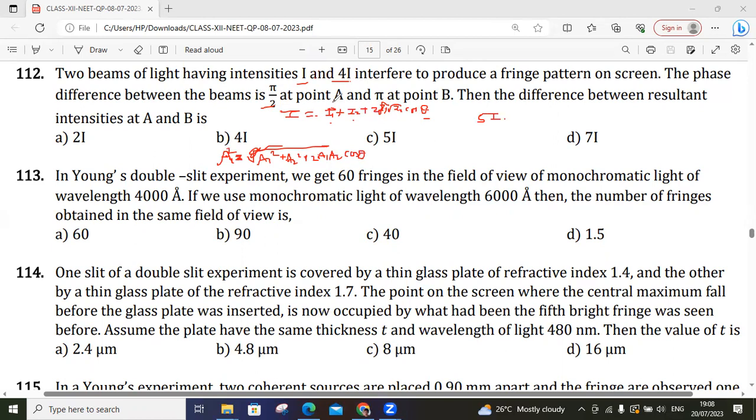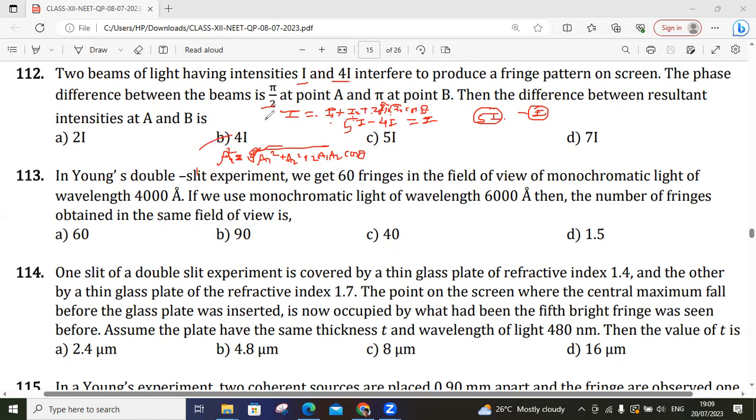And later it is pi. Cos pi is minus 1, so it will become i plus 4i, minus 2 into root i into root 4i. That is, root 4i is 2 root i, so root i into root i is i, and this is minus cos pi minus i, so this will be i. So at A it will be this much, at B it will be i. What is the difference? 4i. 112 is B.